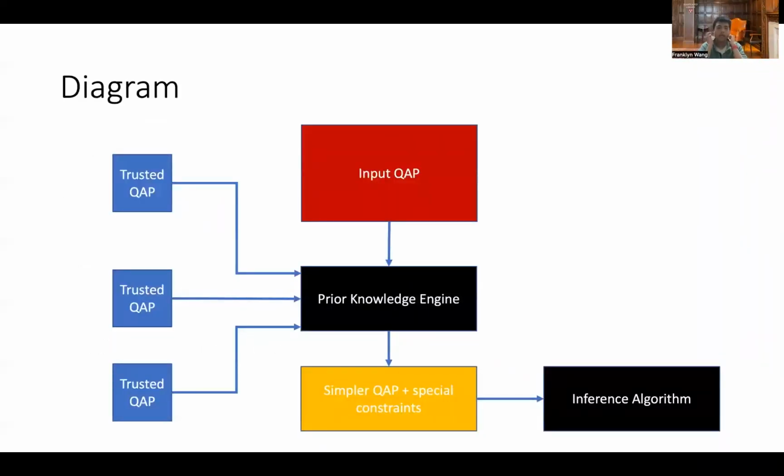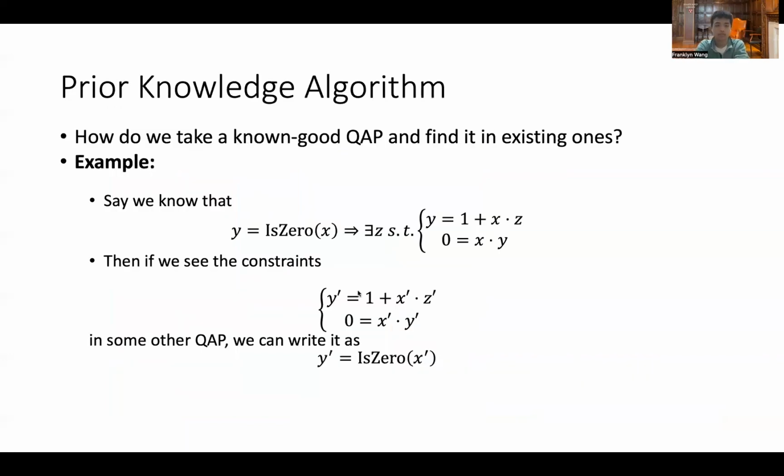So a schematic as to how this works, you'll take your input QAP and a bunch of trusted QAPs. So this prior knowledge engine will simplify the QAP using what it has from the trusted QAPs, as well as creating some special constraints that I'll talk about on the next slide. Then it'll use an inference algorithm to try and solve this simpler QAP as well as these special constraints. So here's what prior knowledge looks like. How do we find a known good QAP and find it in some existing ones?